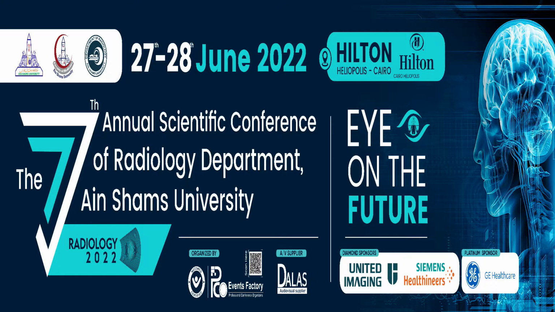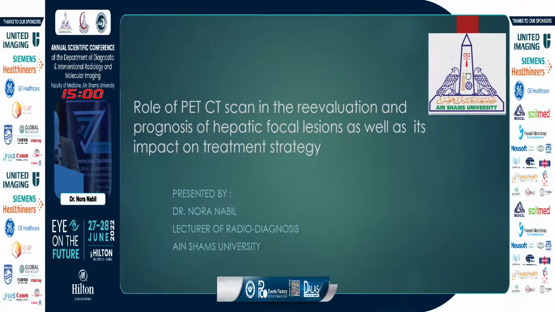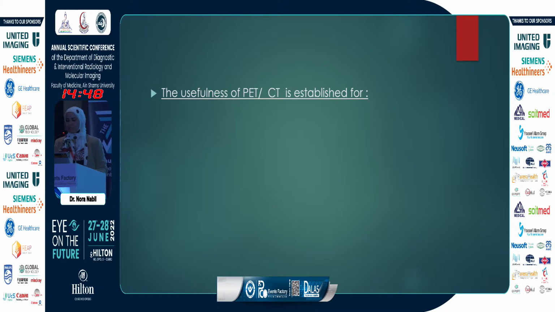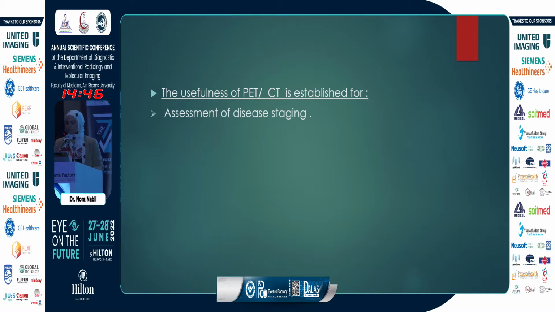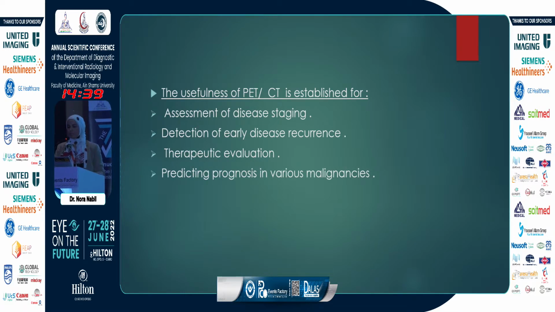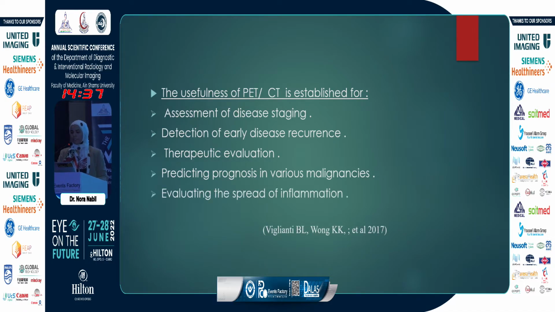Good morning, dear professors and colleagues. Today we are going to present the role of PET scan in the evaluation and prognosis of hepatic focal lesions, as well as its impact on treatment strategy. First of all, the usefulness of PET-CT is established for assessment of disease staging, detection of early disease recurrence, therapeutic evaluation, predicting prognosis in various malignancies, and evaluating the spread of inflammation.